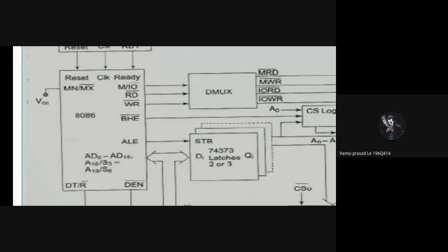Multi mode operation is nothing but when the processor is made to operate in maximum mode, then it is called multi processor mode. Single processor mode is nothing but when we make the processor operate in minimum mode configuration, then it is called single processor mode. Okay, so these are two modes of operation: minimum mode, single processor mode; maximum mode, multi processor mode.